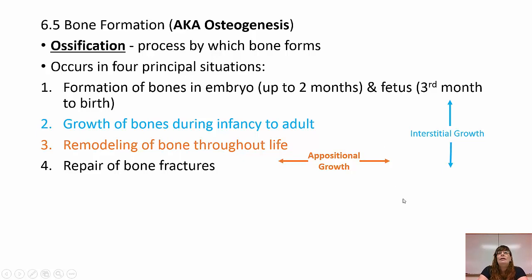Okay, so bone formation, ossification. This is how bone is formed. This happens four times. The formation of the bones in the embryo up to two months, and in the fetus, the third month to birth. It also happens when bones grow during infancy to adulthood. You have what's called interstitial growth, so they get longer. Remodeling of the bone throughout life causes appositional growth, so they are modeled on the outsides, basically. And then, of course, with repair of bone fractures.